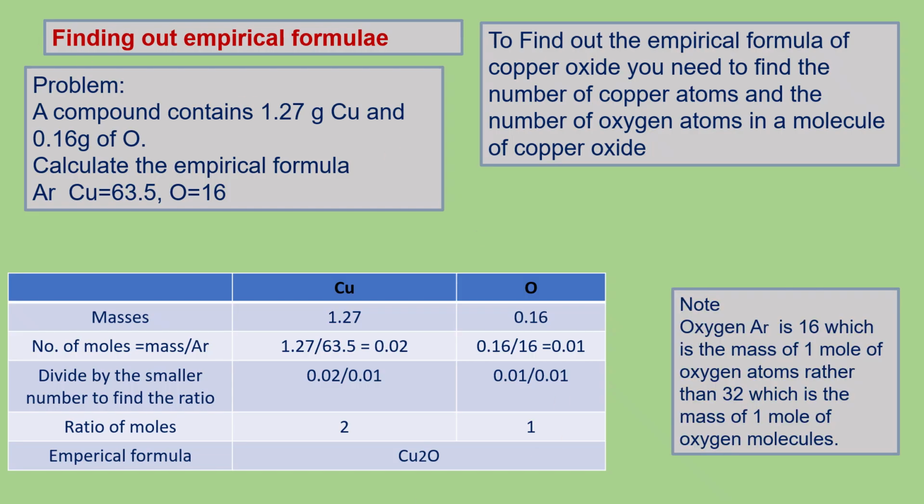Now, why did we put oxygen 16, the relative atomic mass, and we didn't use 32? The relative atomic mass of oxygen atoms is 16. So you use 16. But the relative atomic mass of an oxygen molecule is 32, 2 times 16.